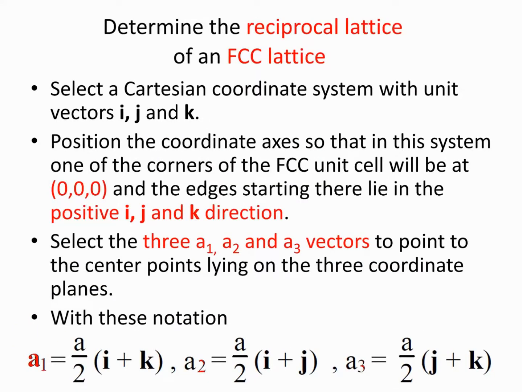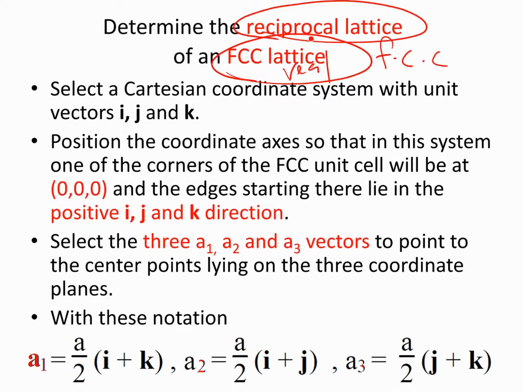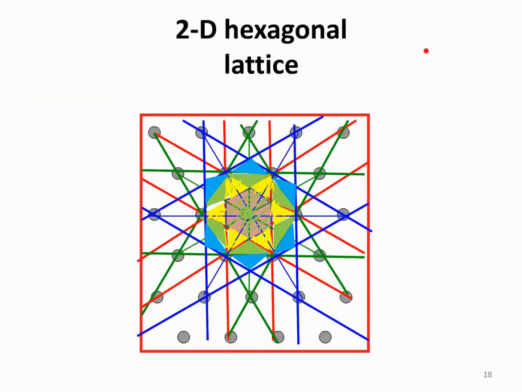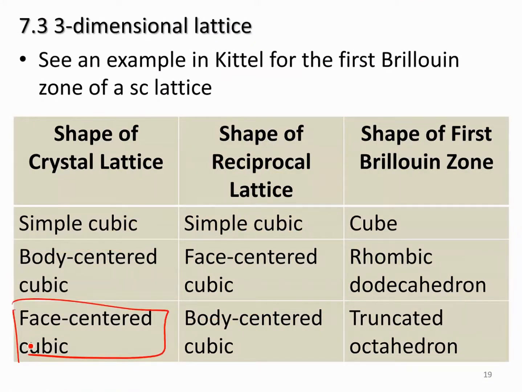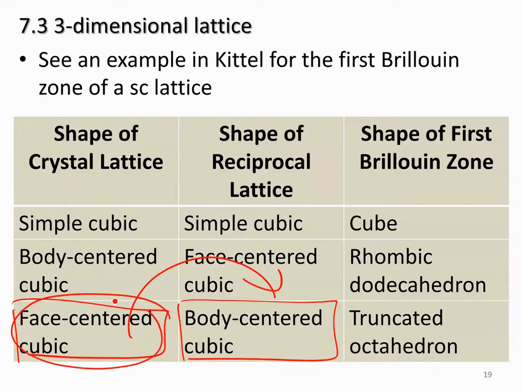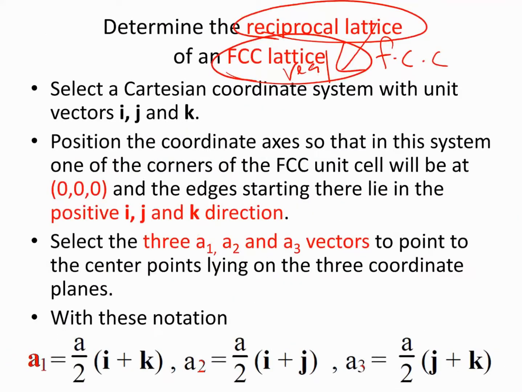Now, we have one FCC lattice as the real lattice, and then I want to find the reciprocal lattice for this FCC. So based on this table, we know that if the real lattice is FCC, then the shape of the reciprocal lattice will be BCC. But why and how? So we're going to prove that. Just now I told you that I will try to solve the reciprocal lattice for the FCC, right? So eventually you will get BCC. Why? Okay, here you can see. So you want to determine the reciprocal lattice of FCC.